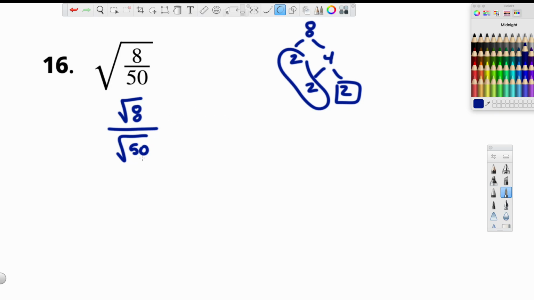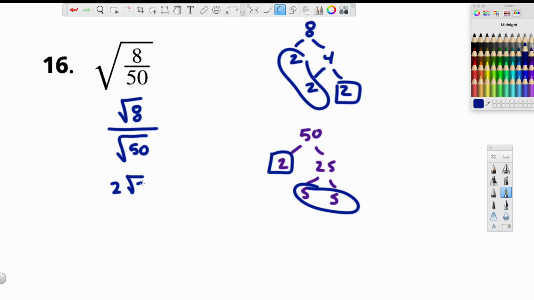And so I also have this 50 right here. So let's make a little factor tree for 50 and see if anything comes out. So I know 50 is 2 and 25. And 25 is a perfect square. Okay, so next step, let's circle my pairs here. I have an odd 2. So my numerator, 2 comes out. Square root, this 2 stays in. Denominator, 5 comes out. And this square root of 2 stays in.